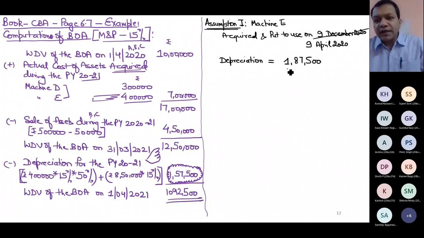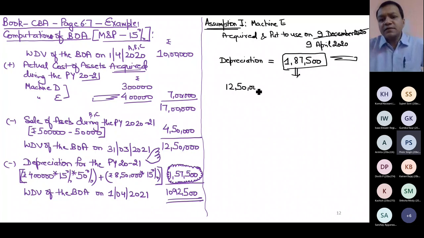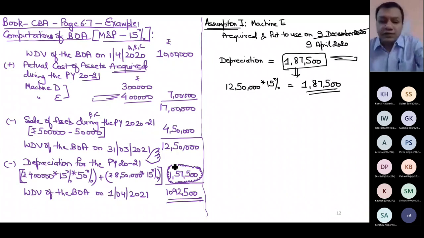Let everyone try to compute and then please raise your hands. How have you computed this amount? Sir, just by applying 15% on the whole amount. Why have you not charged half rate? Because, sir, machinery is acquired and put to use for more than 180 days in that year in which it is acquired. Am I right? Yes, sir. So rather than 1,57,500, this will become the depreciation.